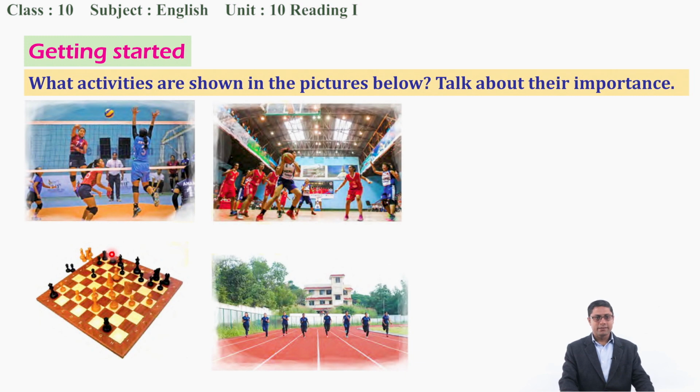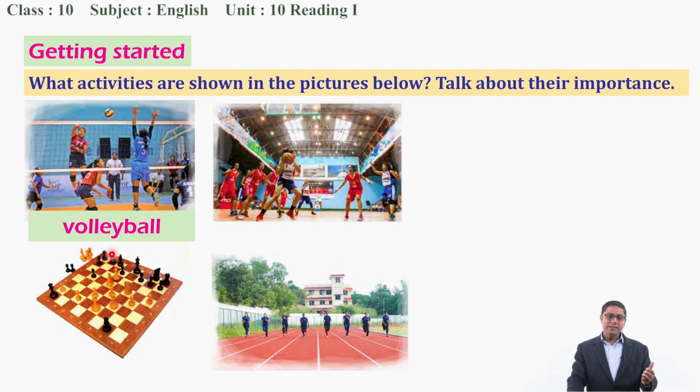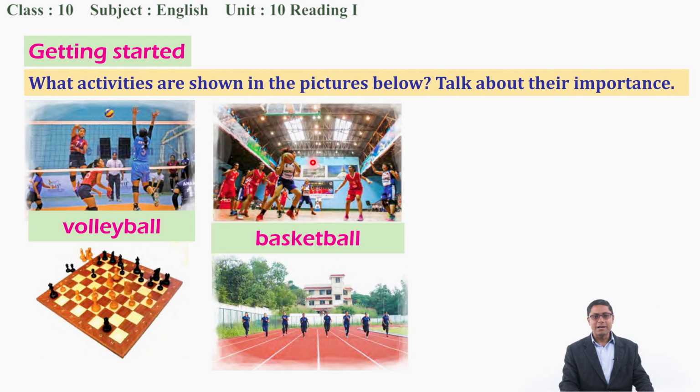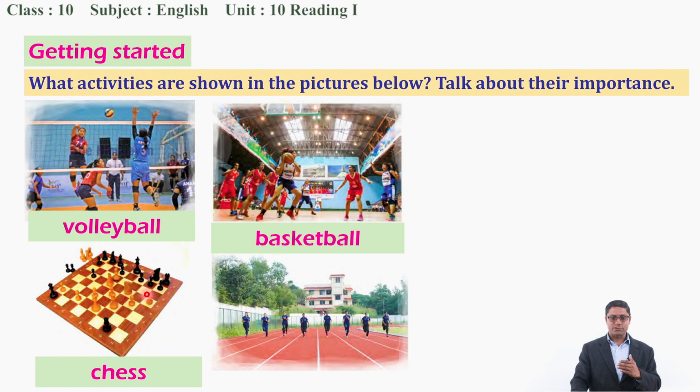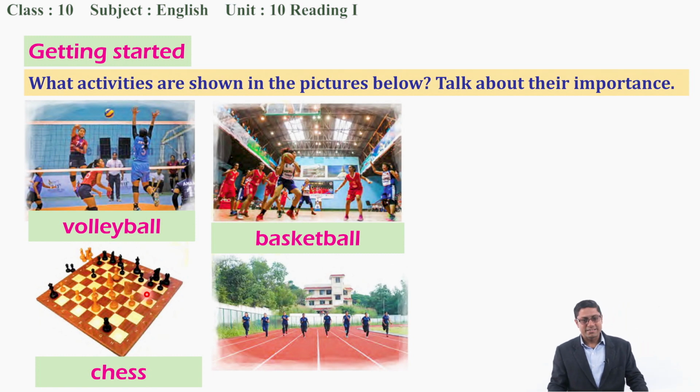Alright, you mean some girls are playing volleyball there. Okay, it's volleyball. They are playing volleyball. Very good. Let's look at the second picture. What are they doing? Can you tell me? Alright, that's good. They are playing basketball. Very good. Now, let's look at the third picture. What do you see there? Okay, there is a chessboard. Very good. So, it's chess.